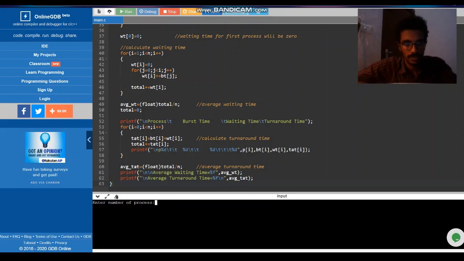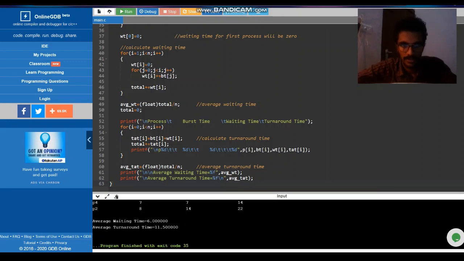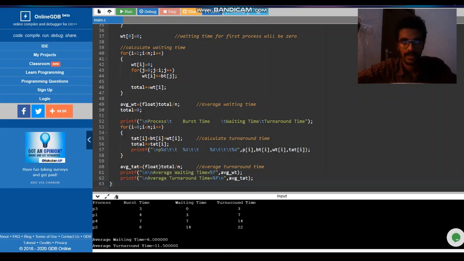Okay, so here is my process. I'm going to take it as 4. Enter my burst time: P1 is equal to 4, 8, 3, and 7. So here's my table for the waiting time and the turnaround time. Burst time is the input, and waiting time and turnaround time are calculated by the formula given over here. Then the average waiting time and the average turnaround time, the total divided by the number of processes, are stored over here. Yeah, so here is my SJF program.